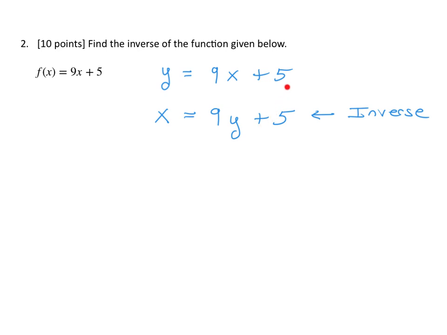An inverse of some equation interchanges the x's with the y's and the y's with the x's. What we have to do now is solve this thing for y.